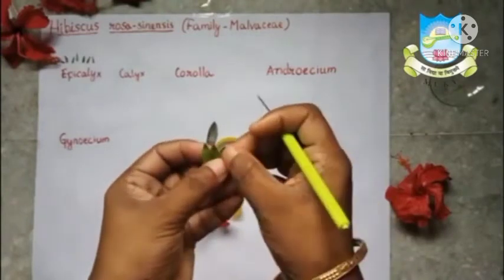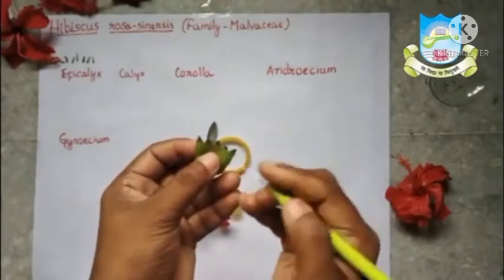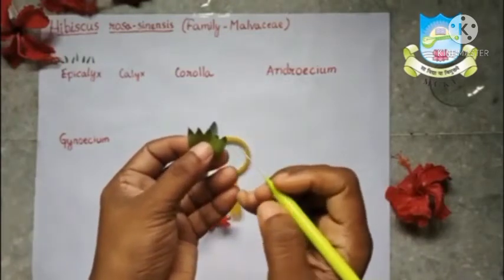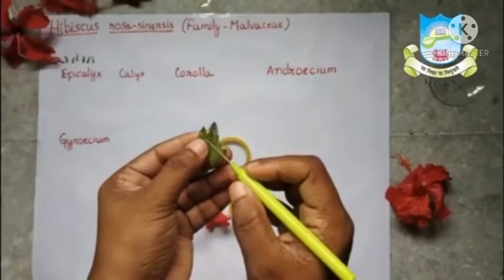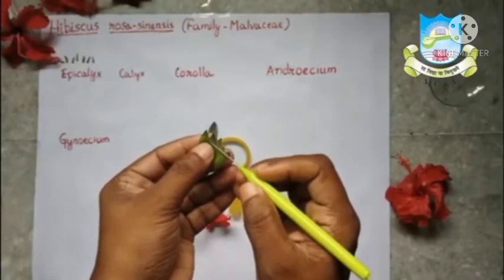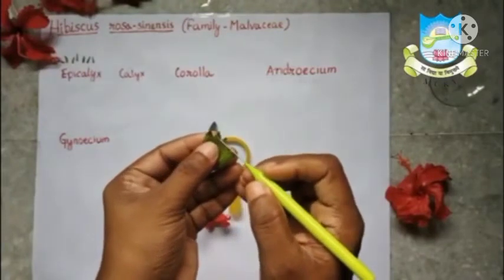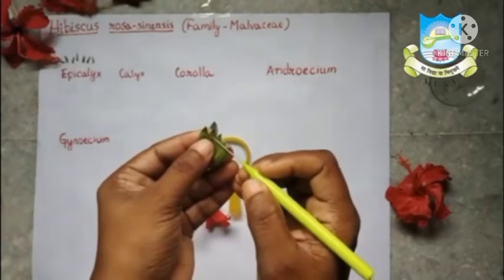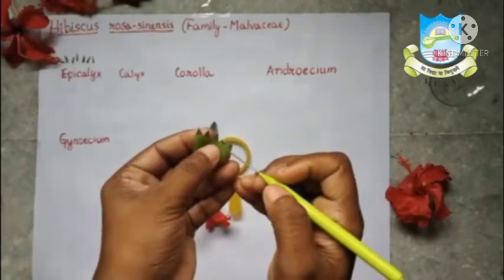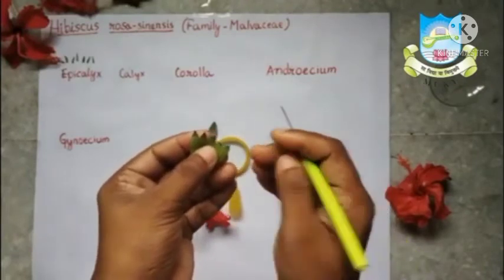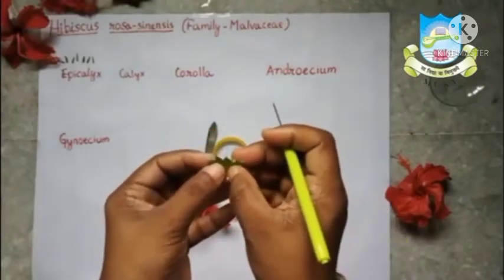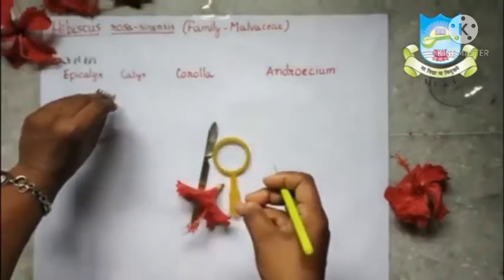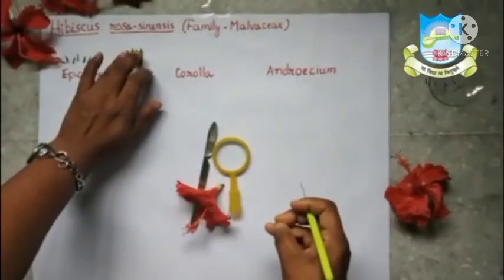One more point regarding its estivation is that it shows valvate estivation. What is the meaning? Valvate estivation means the edge of one sepal is touching the edge of the other sepal. Clear? So all the sepals are connected one after the other. There is no overlapping of any kind. So this is the whorl of sepals, which is known as the calyx.